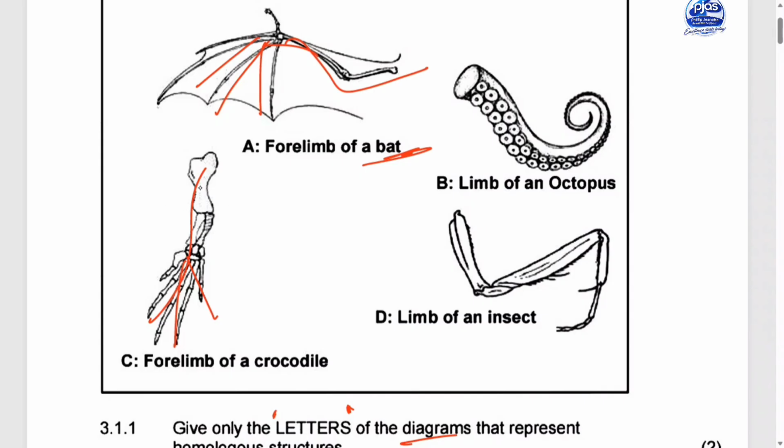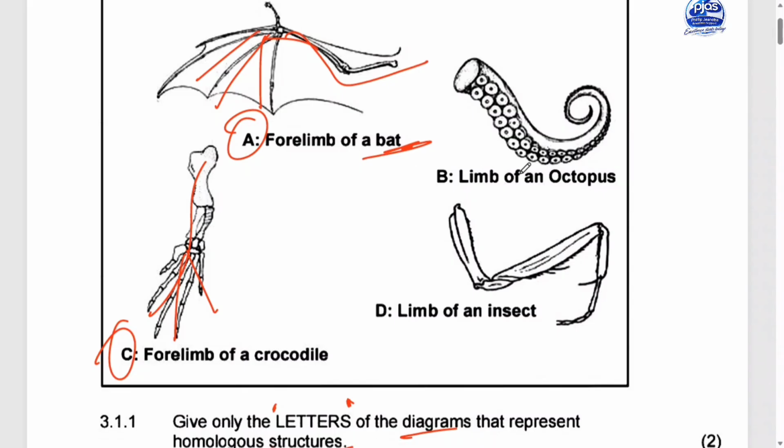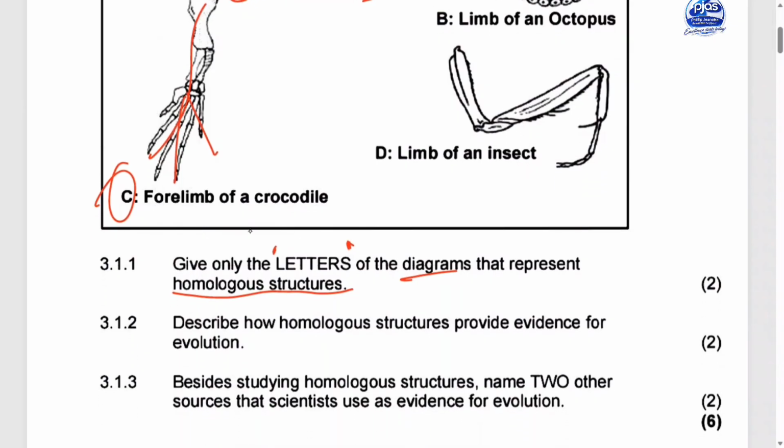So when you look at A and C, these structures look alike, but the function is different. These are the homologous structures because they are the same structures but perform different functions. So the homologous structures here are A and C. Then you get your 2 marks.